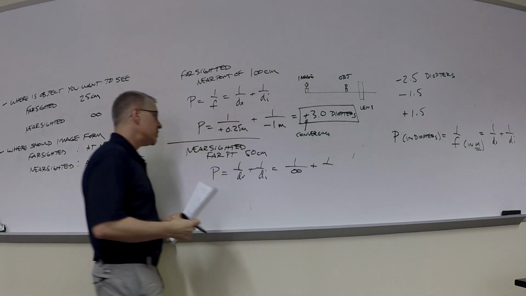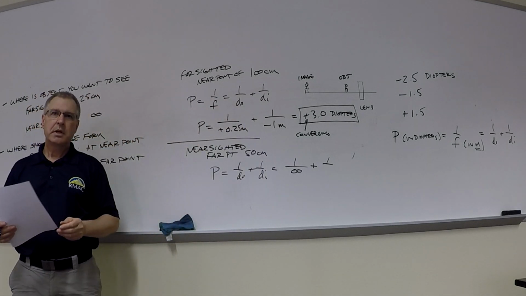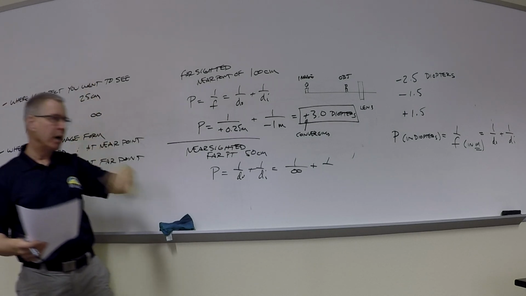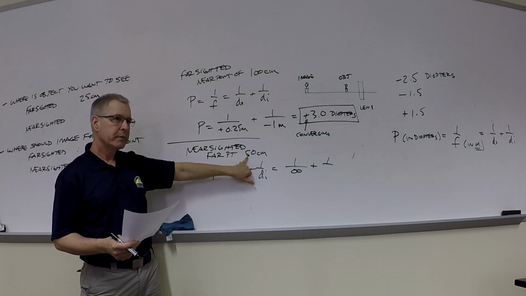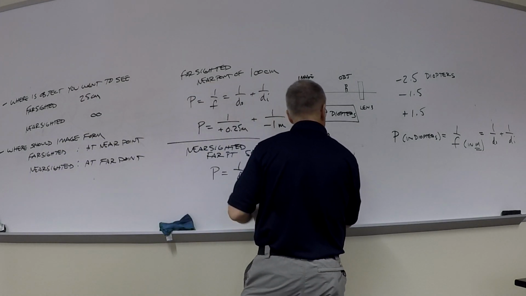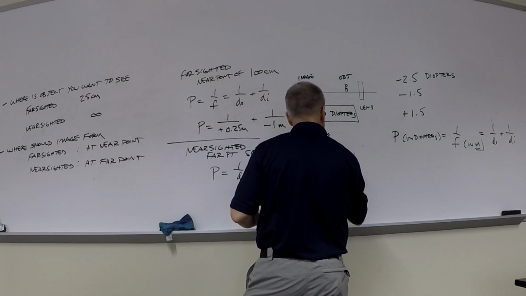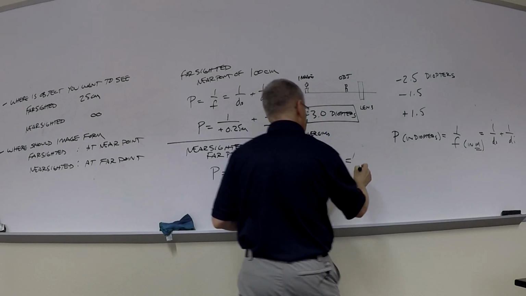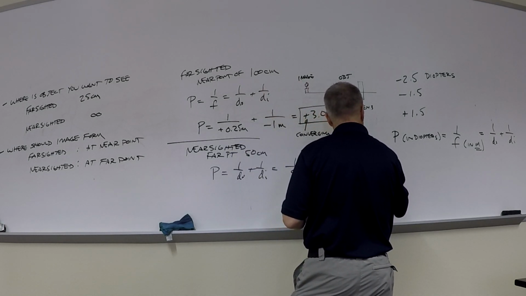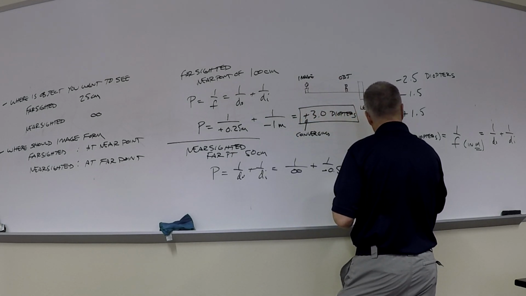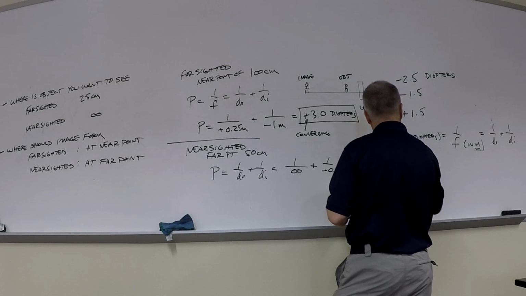Plus 1 over distance to the image. Where do we want that image? We're going to take the object out there at infinity, make an image where we can see it at this far point. It's still in front of the lens, so that turns negative. Let's change that to meters, and we get that prescription.